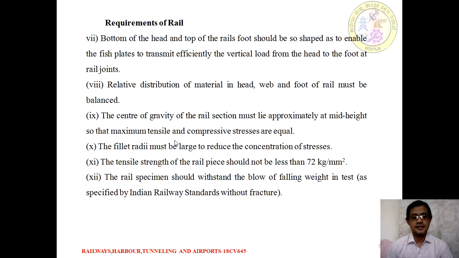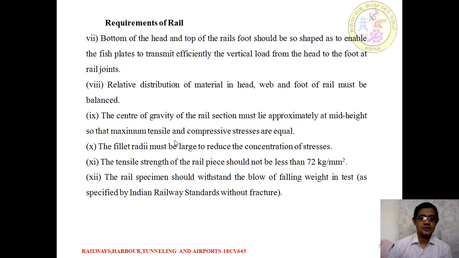The tensile strength of a rail piece should not be less than 72 kg per mm square. The rail specimen should withstand the blow of a falling weight test, as far as fracture is concerned, that is, due to repeated wheel loading or the battering effect.